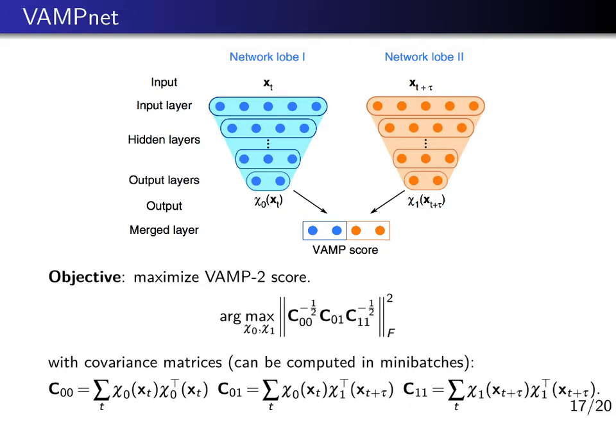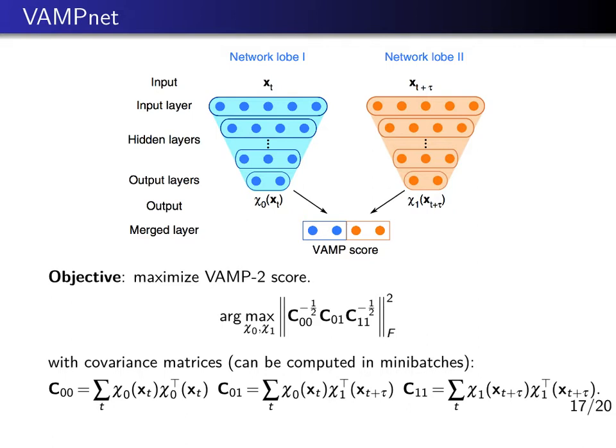But for a neural network, it can make a difference, especially in terms of efficiency of the optimization. Now the C matrices here are simply the covariance matrix of the neural network outputs. So we compute them batch-wise. We pass a batch of xt's, xt plus 1s, etc. through the neural network lobes. We compute the latent space representations, and then for every batch we compute the covariance matrix of that batch.